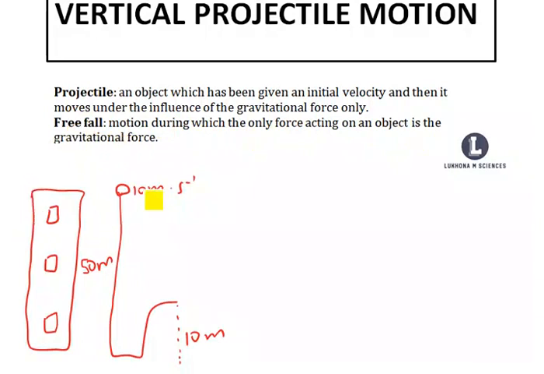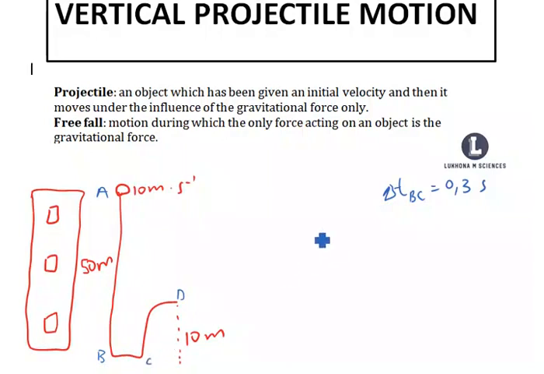So this is the object that is thrown vertically downwards, then it bounces back. Before that, this is position A, this is B, this is C, and let's say this one is D. The time, that is delta t between B and C, let's assume is 0.3 seconds. Now we need the time from A to B and the time from C to D, so we are going to calculate that.